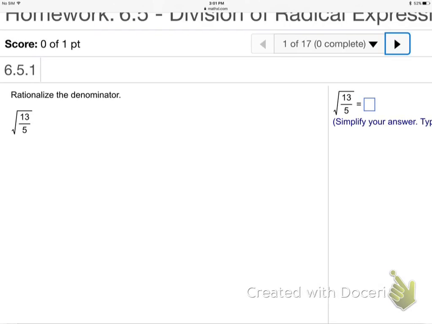All right. Square root of 13 over 5. All right, so they want us to simplify square root of 13 over 5. Wow. What do they mean, simplify? Like, what's wrong with it as it stands? Like, what's the problem?